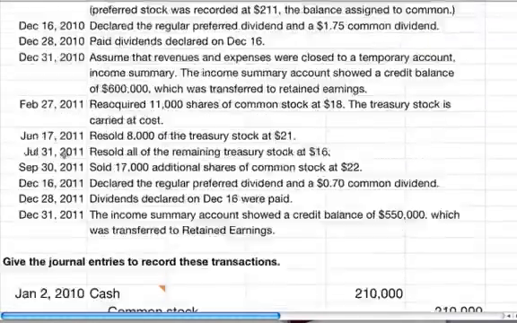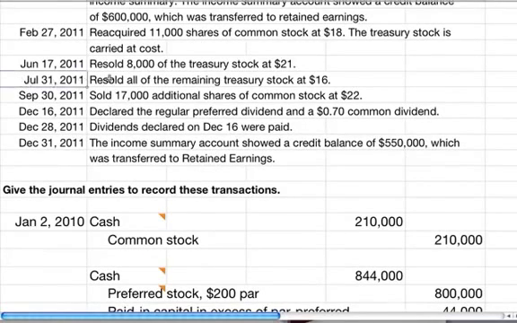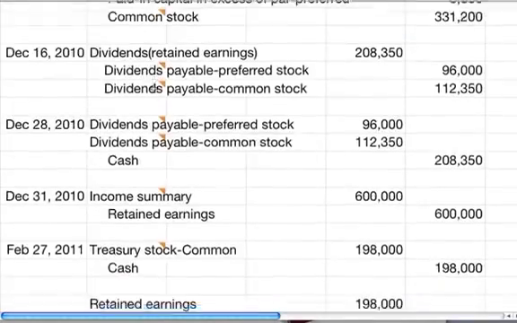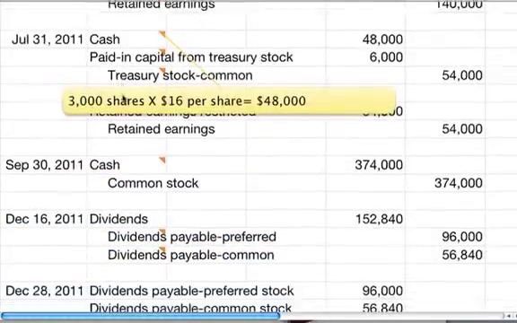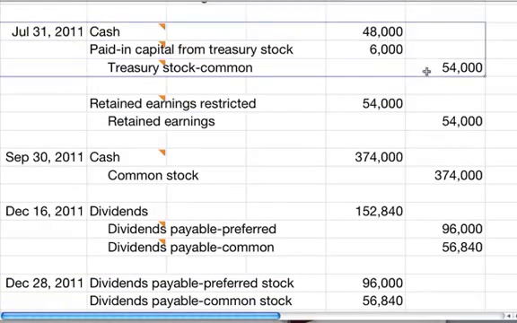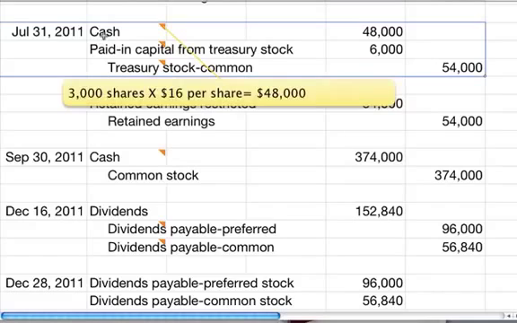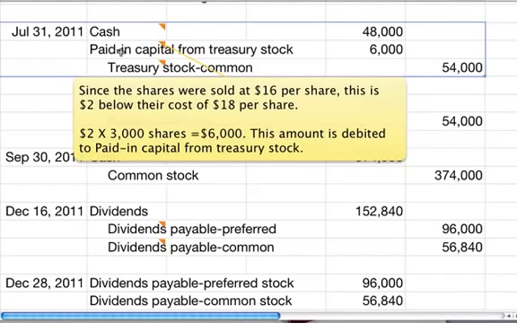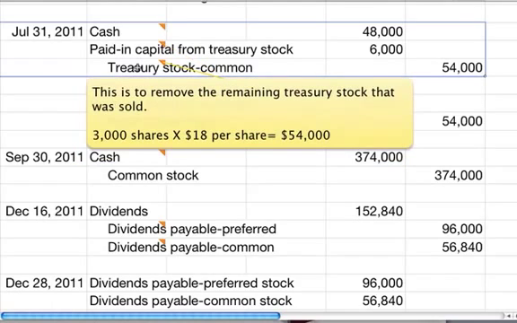So then on July 31st, we resold all of the remaining treasury stock at $16 per share. So let's go to this transaction. That's this right here. Now we have 3,000 times $16 per share. It's $48,000. Paid in capital from treasury stock is $6,000 because the shares were sold at $16 but they were carried at $18 per share. So it's a $2 difference. $2 times 3,000 is $6,000. That amount's debited to paid in capital from treasury stock, and the balance to remove the remaining treasury stock is 3,000 times $18 per share.